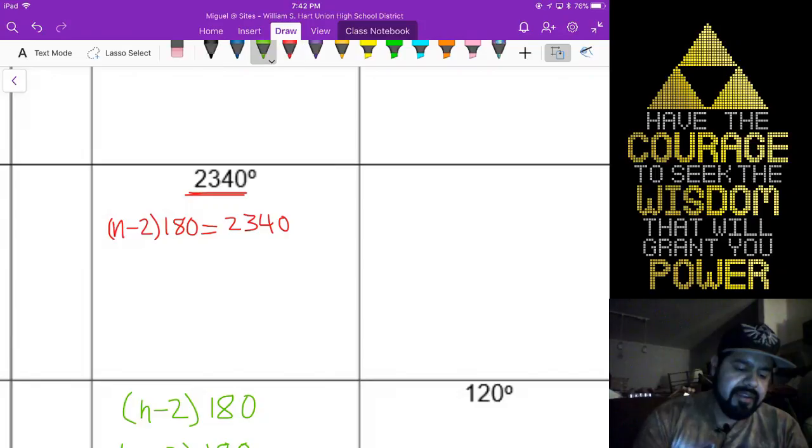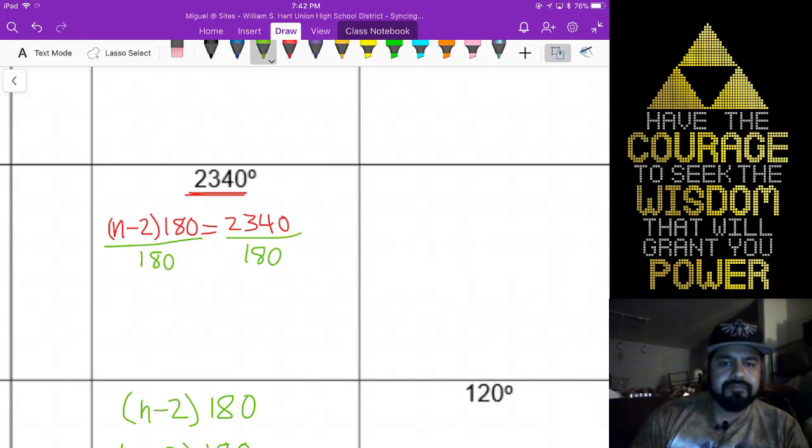Now from here, you have a couple options. You can either distribute the 180 and then solve it, but it's easier if you actually divide both sides by 180. So by doing that, I actually simplify the entire problem altogether.